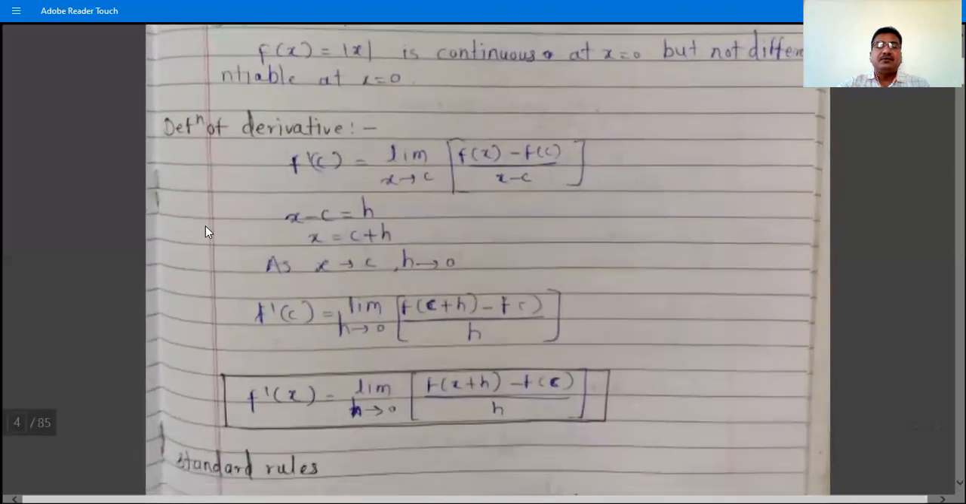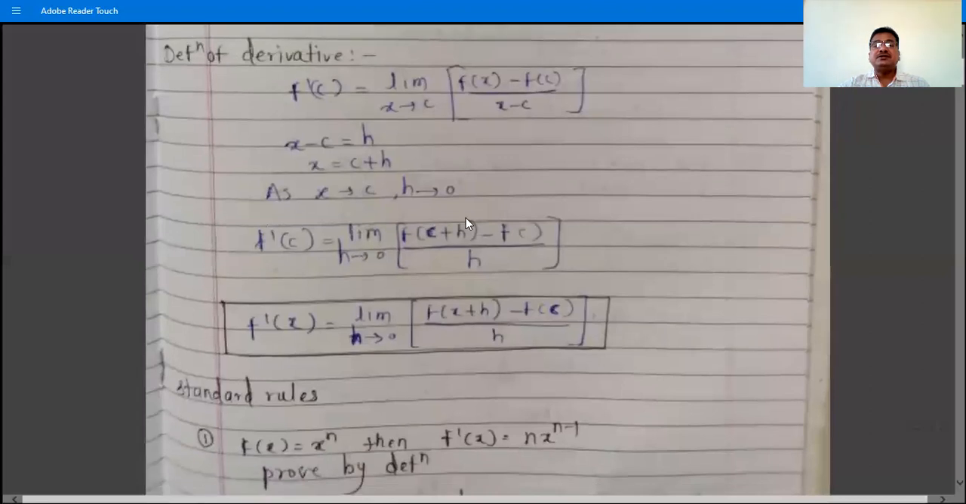So the definition of derivative is this: f dash c is equal to limit x tends to c of f(x) minus f(c) divided by x minus c. Substitute x minus c as h, and so x is c plus h, and then as x tends to c, h tends to 0, because if x is c, then the value of h is c minus c, that is 0. And so f dash c is equal to limit h tends to 0 of f(c plus h) minus f(c) divided by h. So this is another form of this definition.